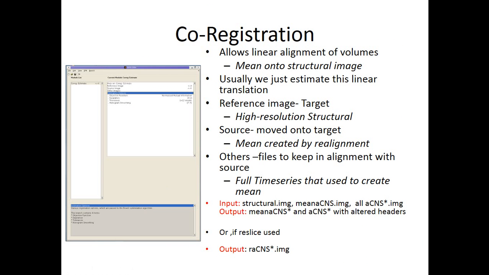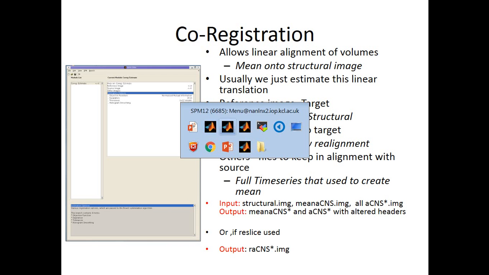So the first step for this is co-registration. And this we take a structural image as our target, or reference here as it's called. The source image, which is the image that's moved around to match the T1, is the mean image from realignment. And then because we want to keep all our functional data in line with the mean, so it gets moved onto the T1 as well, in the other files we enter in the functional data. And what we'll get out again are the files with altered headers. Again, we're trying to avoid reslicing the data over and over again. So we'll get out some data with altered headers but not being resliced.